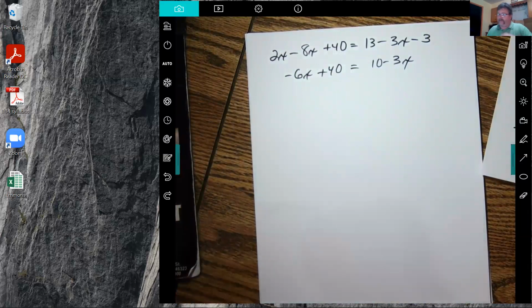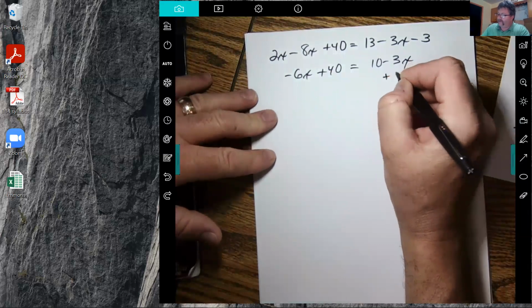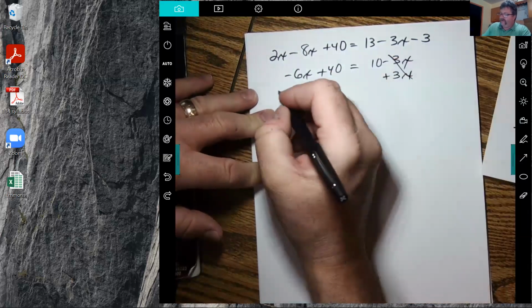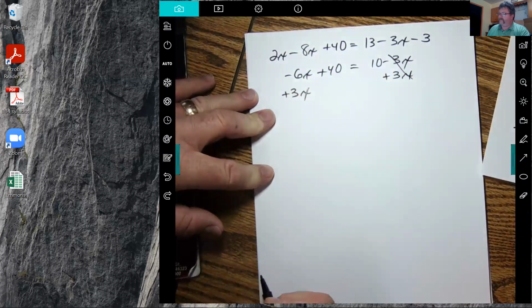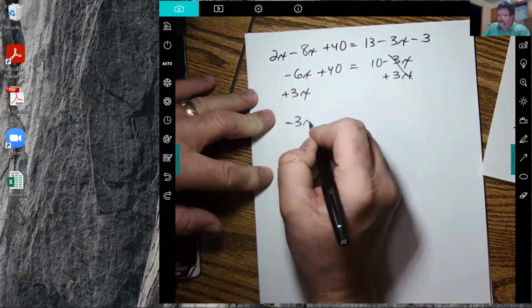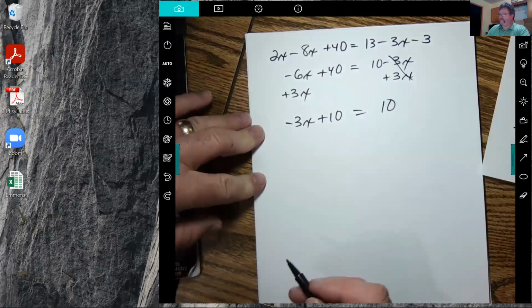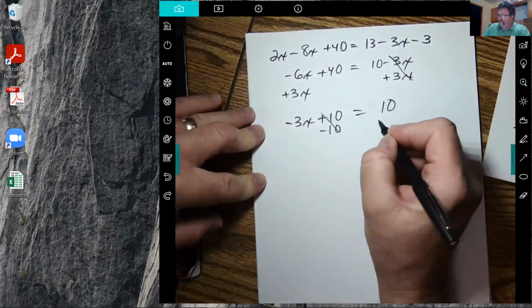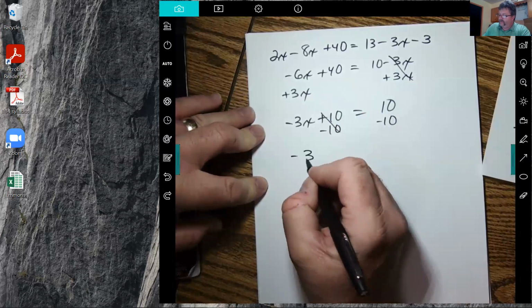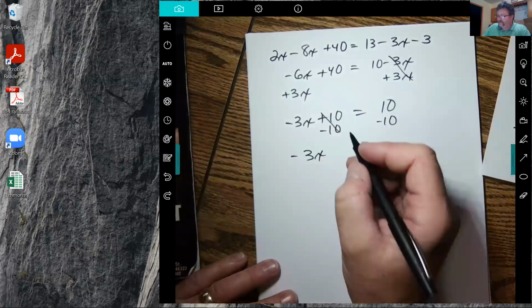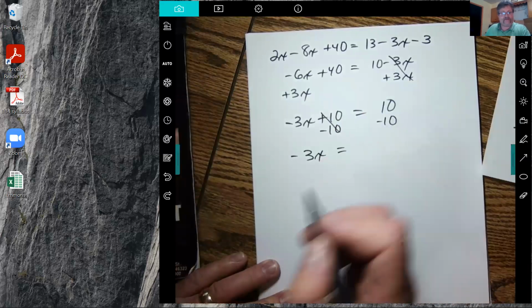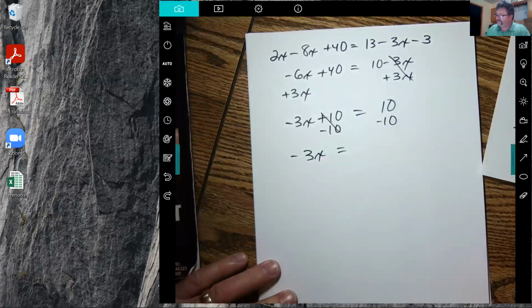I'm going to put my x's on the left and my constants on the right. So I want to make the x disappear over here. So I'm going to add 3x to both sides. So I'll get a negative 3x plus 40 equals 10. Subtract 10 from both sides. Ooh, look at this one. Negative 3x equals 10 minus 10, which is what?